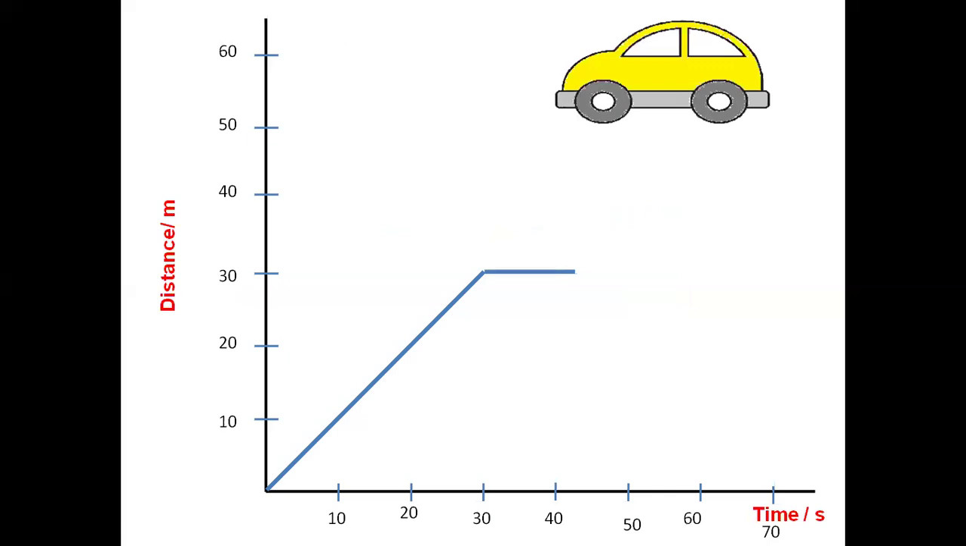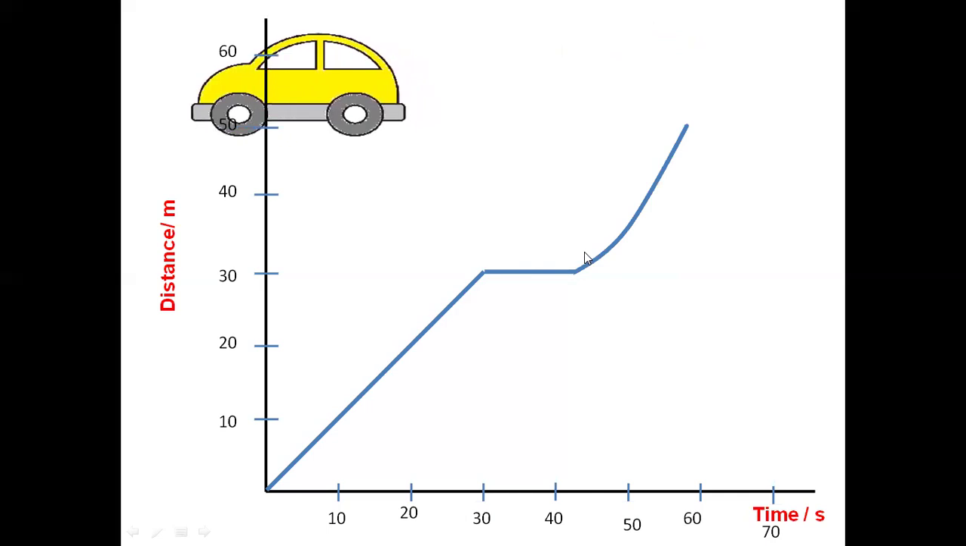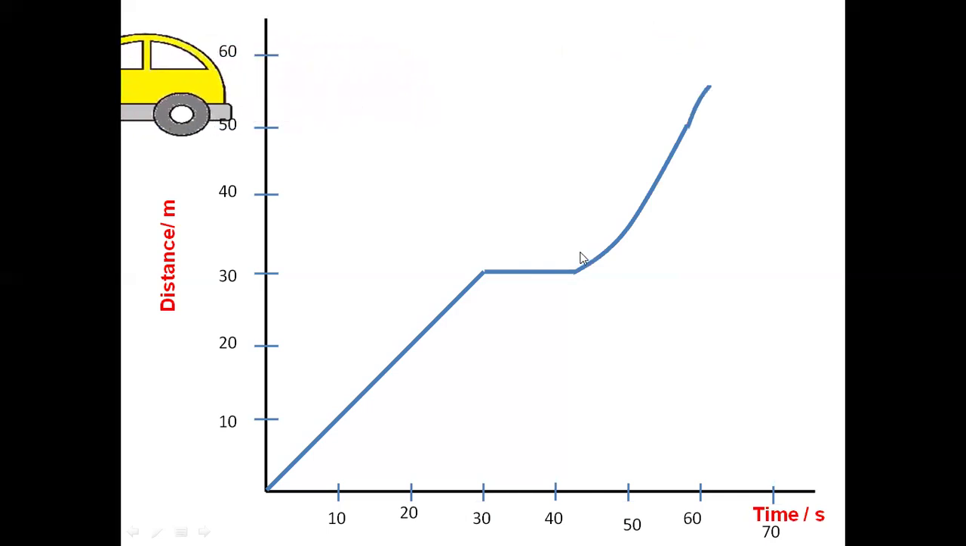Now, let us assume that the car, after it covered 30 meters and stopped for 15 seconds, accelerates forward. It speeds up instead of returning back. Then it slows down and stops. So here, the next part, after the portion of the graph which is parallel to the time axis, the velocity or speed is changing, because the graph does not have constant gradient.